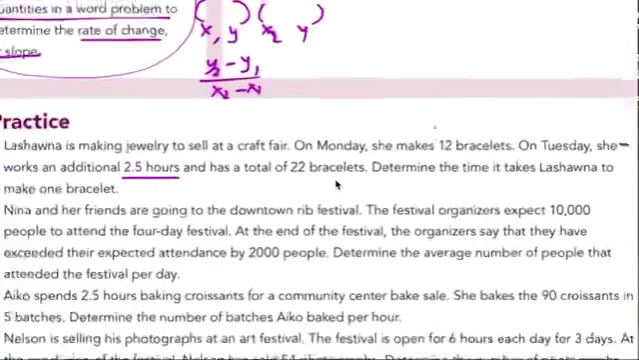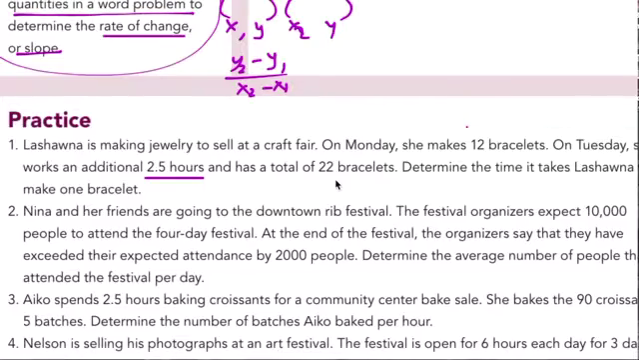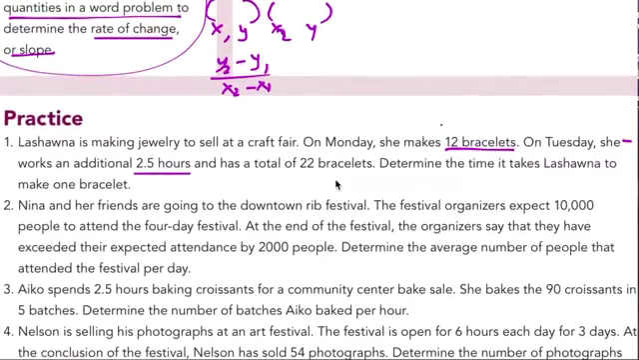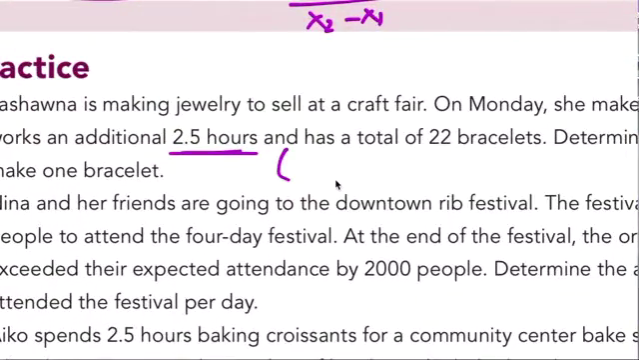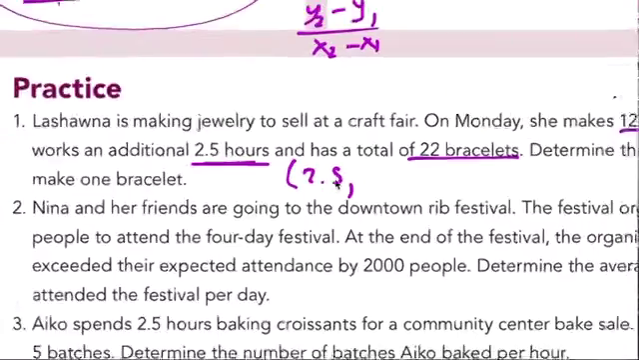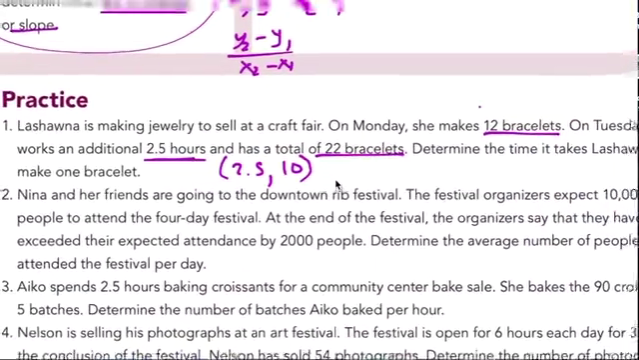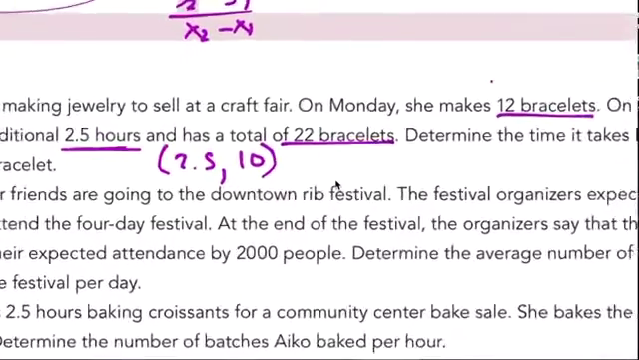Here's this one. Lashana is making jewelry to sell at a craft fair. On Monday, she made 12 bracelets. On Tuesday, she worked an additional 2.5 hours. That time is always independent. She has a total of 22 bracelets. Therefore, she already made 12, a total of 22, so in 2.5 hours she made 10 bracelets. Determine the time it takes Lashana to make one bracelet.